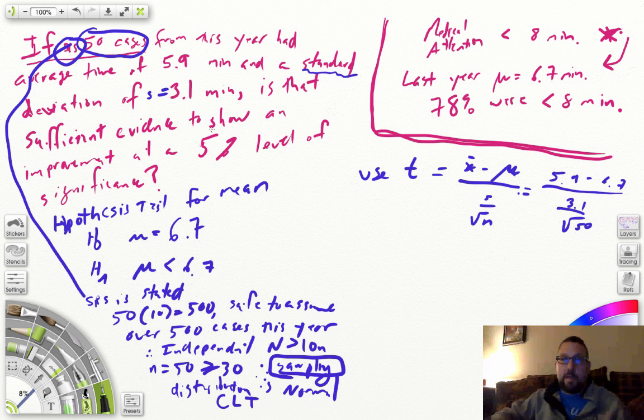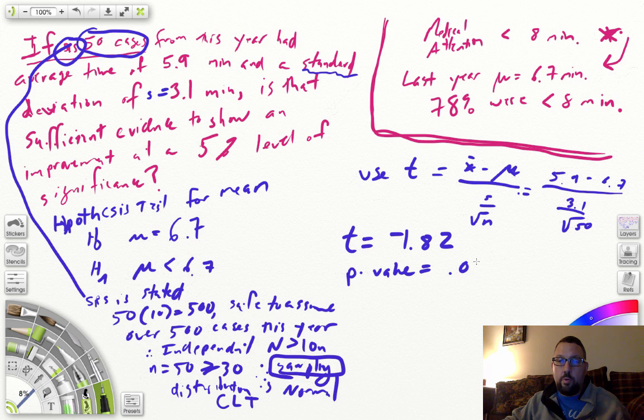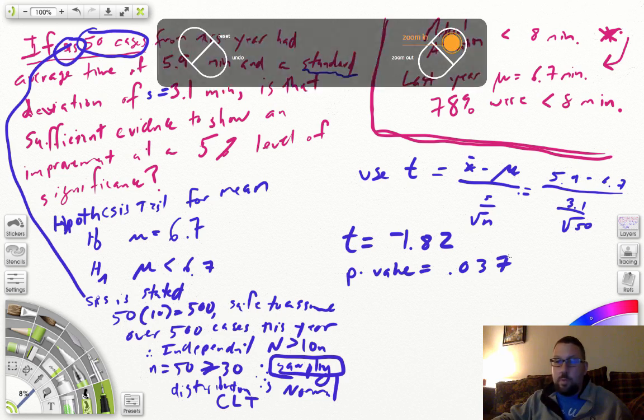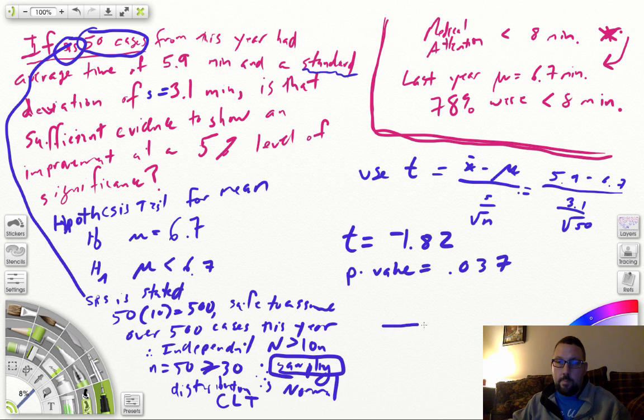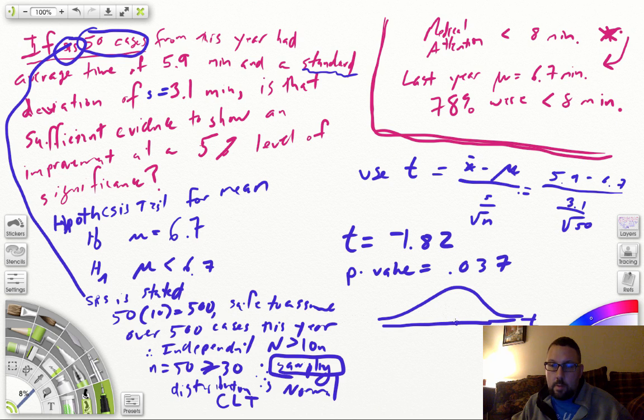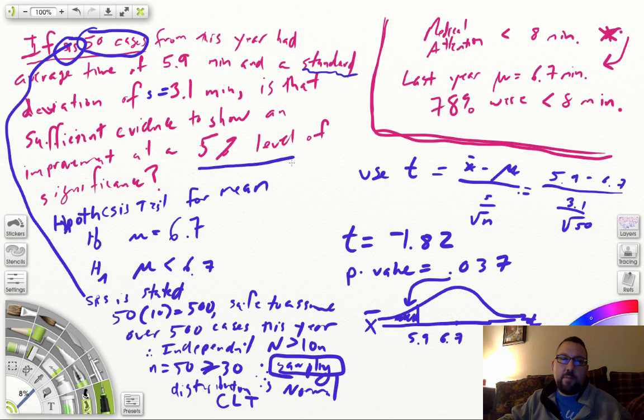I calculate, and I find that my t is equal to negative 1.82, and my p-value is 0.037. You might be thinking, well, what do I do with that? I'm going to draw a normal curve, approximately normal. Let's say that's my x bar, so ignore this t over here. I am centered at 6.7. I got 5.9. This area down here is this 0.037. And I was told to check it at a 5% level of significance.